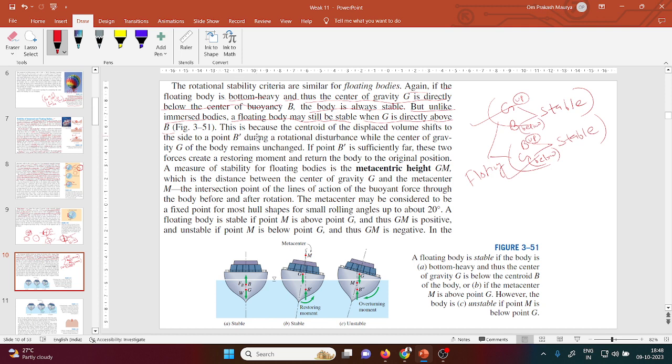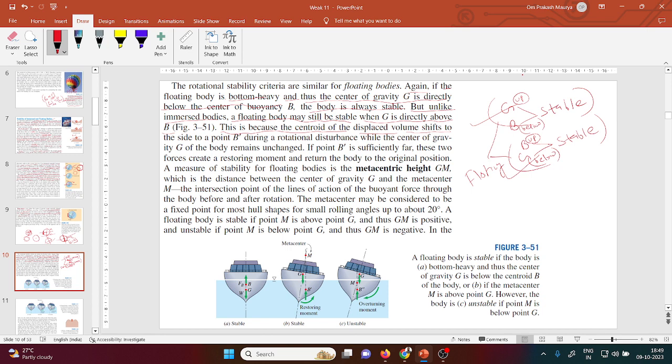So why is it happening in the case of a floating body? This is because the center of displaced volume shifts to the side, to a point B dash, during the rotation disturbance, while the center of gravity of the body remains unchanged.